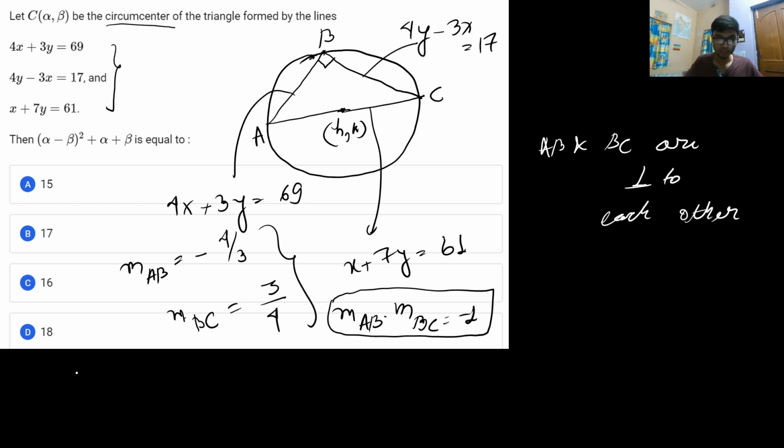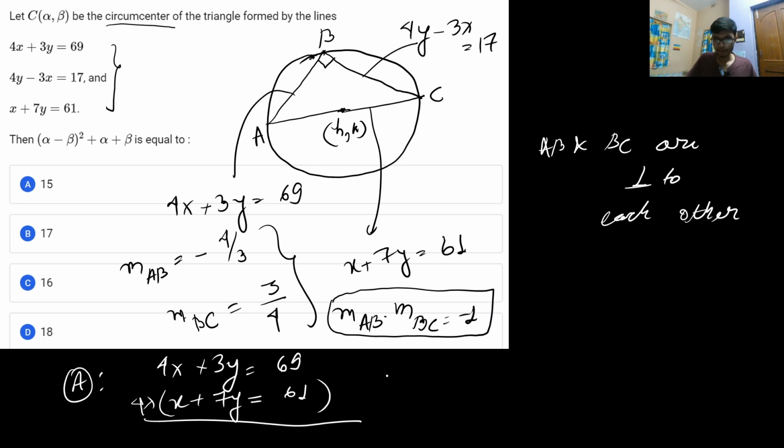So let us solve for point A. The first equation to solve is 4x plus 3y equals 69, and the second is x plus 7y equals 61. You can multiply the second equation by 4 and subtract. The first term gets cancelled, and we are left with minus 28y plus 3y, which becomes minus 25y, equal to minus 244 plus 69.